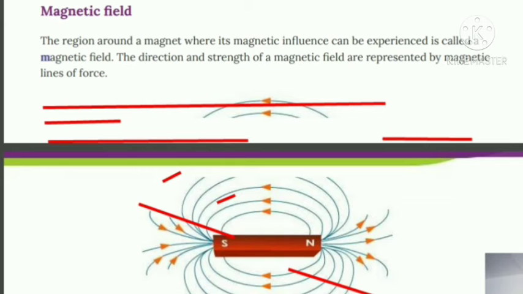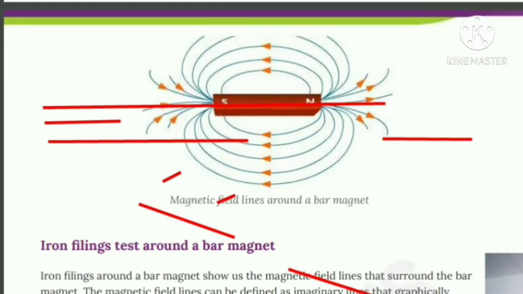When a small north magnetic pole is placed in a magnetic field created by a magnet, it will experience a force. Thus, the magnetic field lines are lines drawn in a magnetic field along which a north magnetic pole would move. Magnetic field lines are also known as magnetic lines of force.